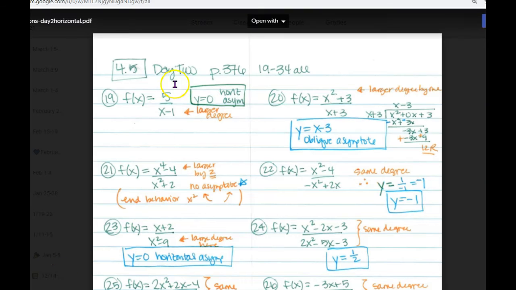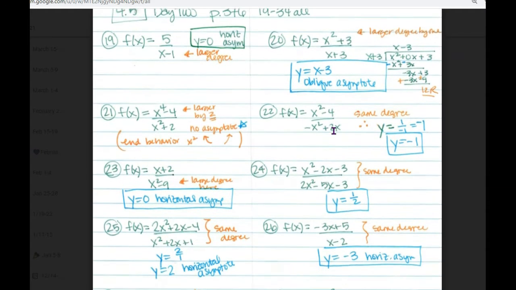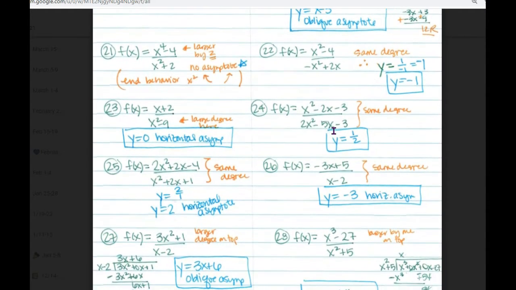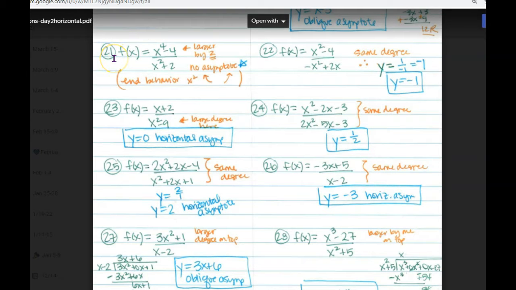So I'm really looking at day 3 homework, because y'all went back and did it when the degree was 1 bigger on the top. So you went back to number 20 and found with long division the asymptote should have been y equals x minus 3. And then we'd skip 21. Why did we skip 21? Because the top is bigger by 2. The rule is that it has to be bigger by 1 if we're going to find it.